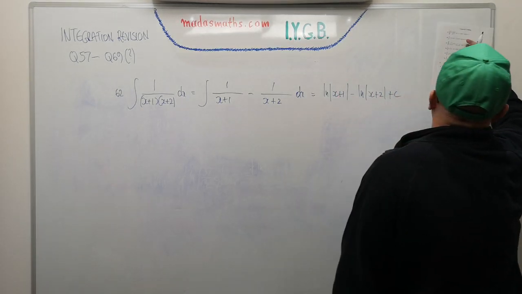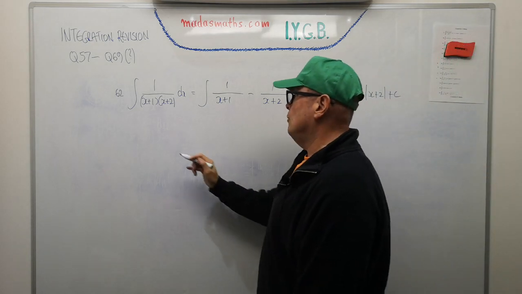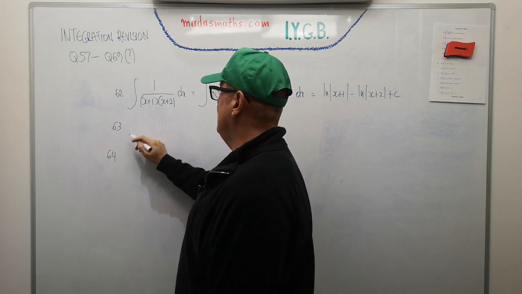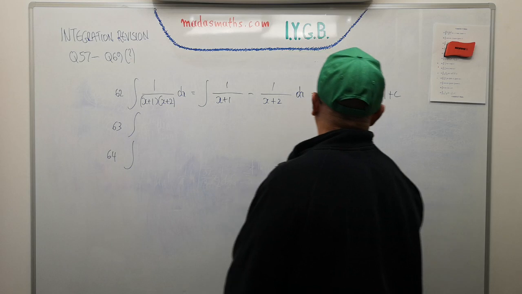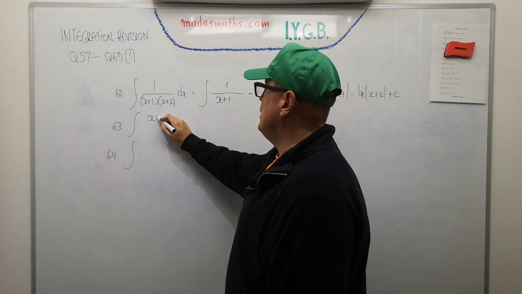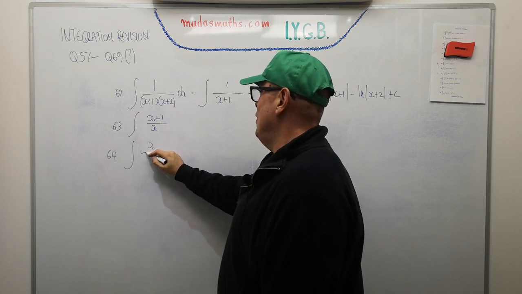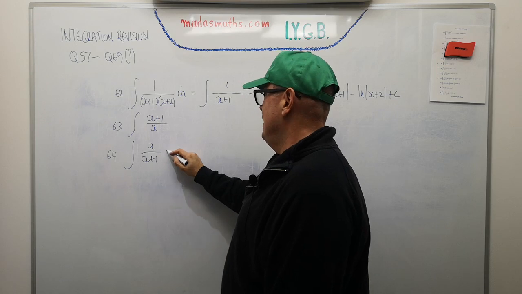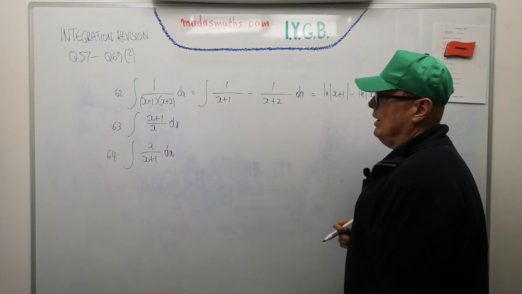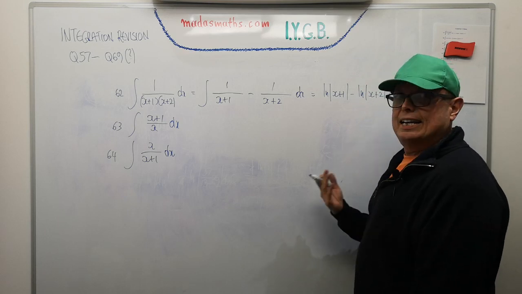Okay, number 63 and 64. These are very special. They're two sisters, if you want, symmetrical. And just to illustrate something very, very important, we have the integral of (x plus 1) over x dx, and x over (x plus 1) dx. One is immediately doable, the other one requires a little bit of work.